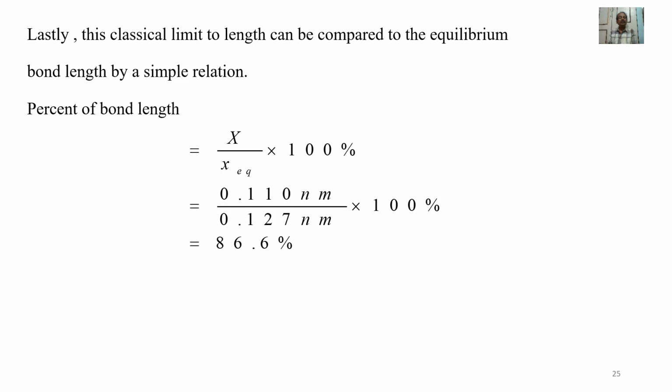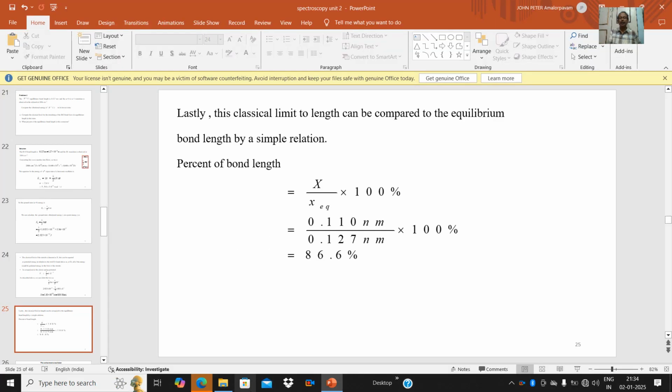Lastly, this classical limit of the length can be compared to the equilibrium bond length by a simple relation, x divided by x equilibrium. We can convert this into a percentage, so multiplied by 100. And x, which we just obtained, is 0.110 nanometer, divided by x equilibrium, which is already given in the problem as 0.127 nanometer, and that will give us 86.6%. That is the required answer.